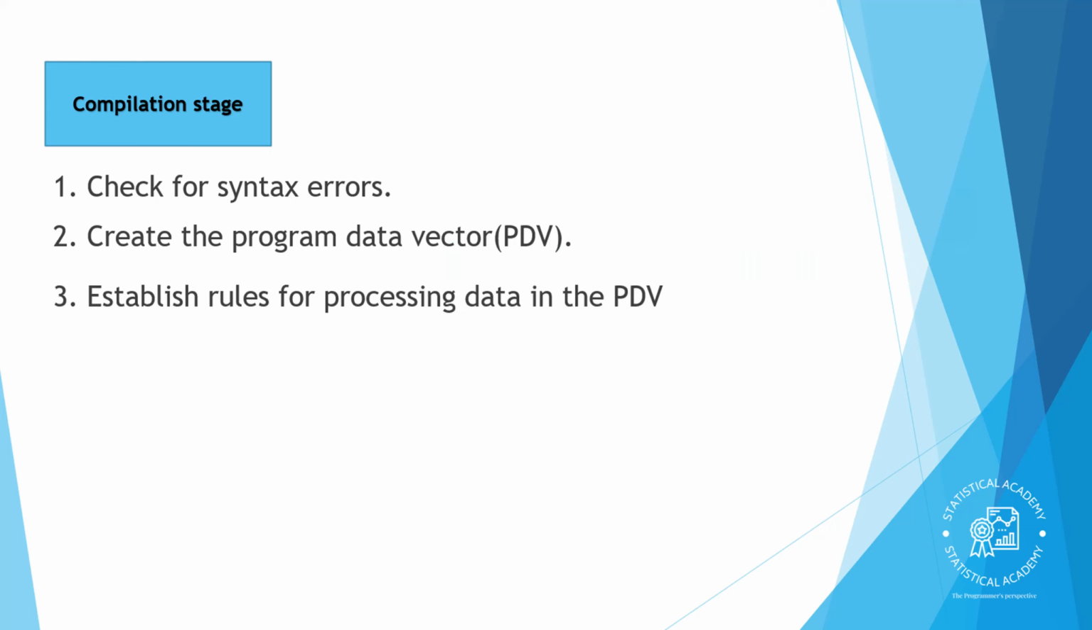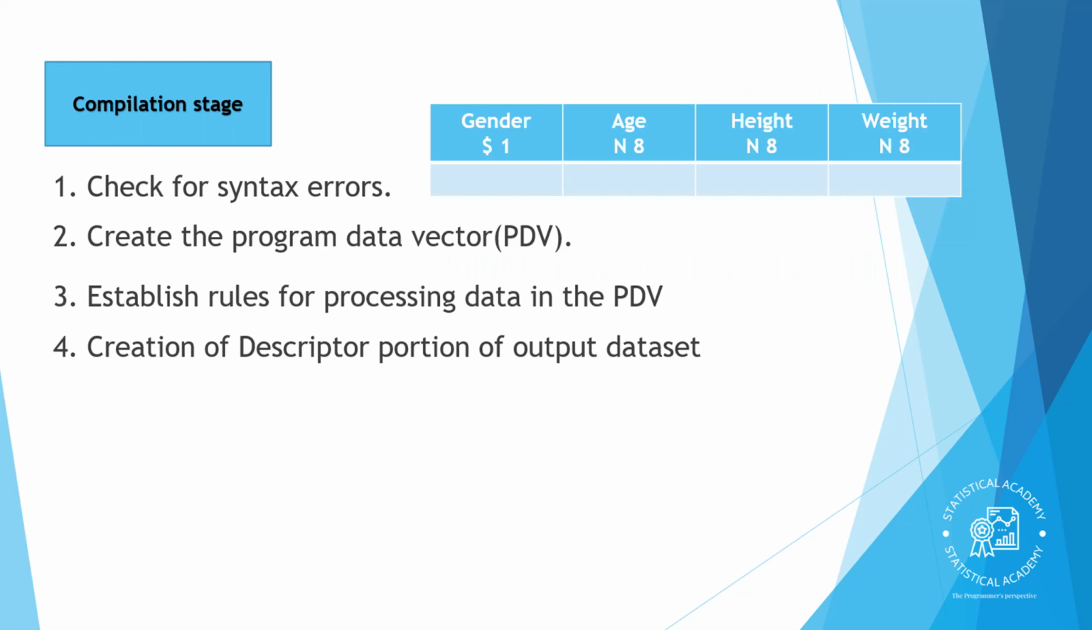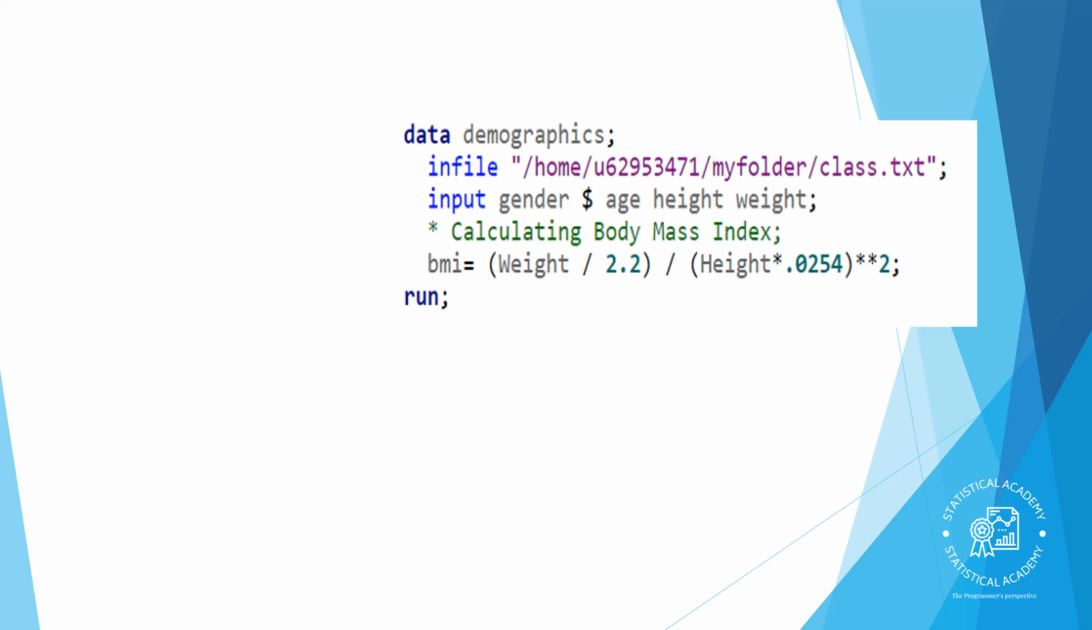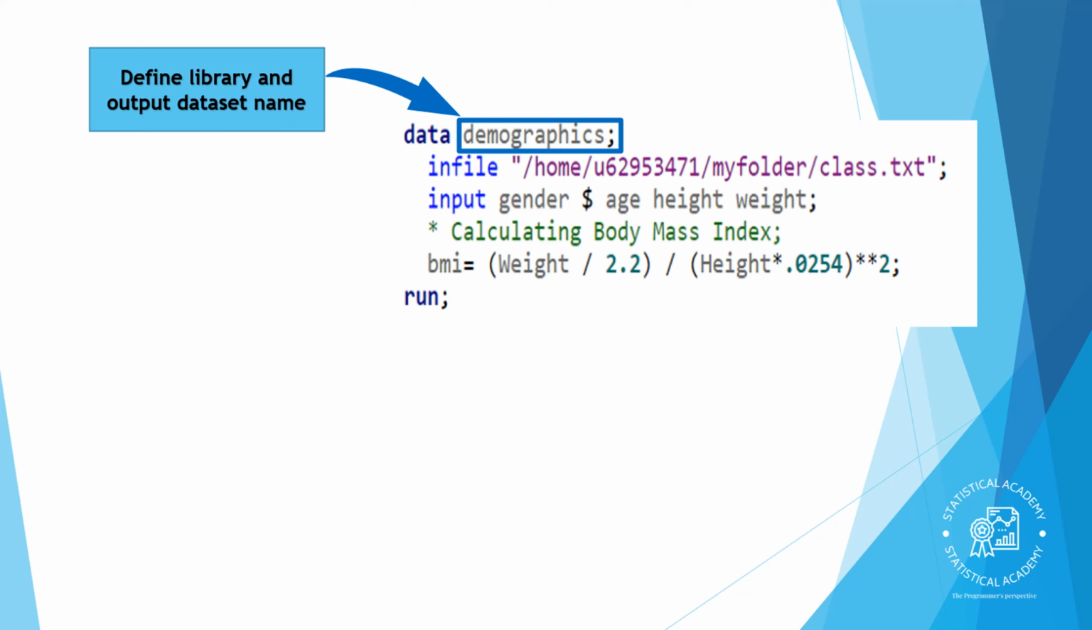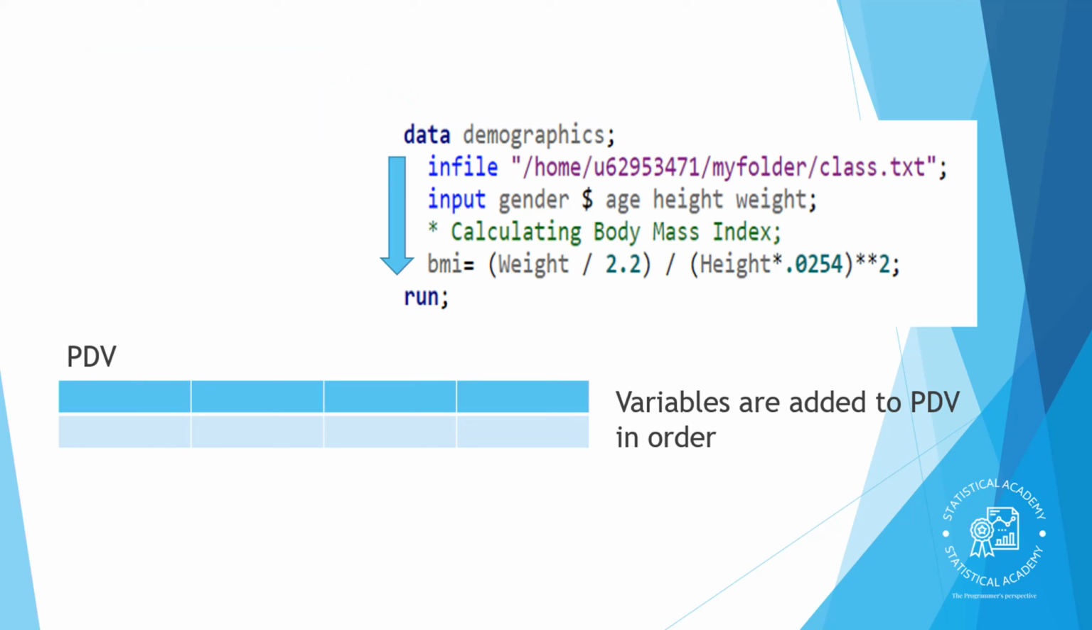Also in the compilation phase, SAS establishes rules for the PDV based on your code, such as which rows from the input table will be read into the PDV. Finally, SAS creates the descriptor portion, or the table metadata. Let's go with an example. This data statement creates the output dataset demographics in the work library. To build the PDV, SAS passes through the data step sequentially, adding columns and their attributes.